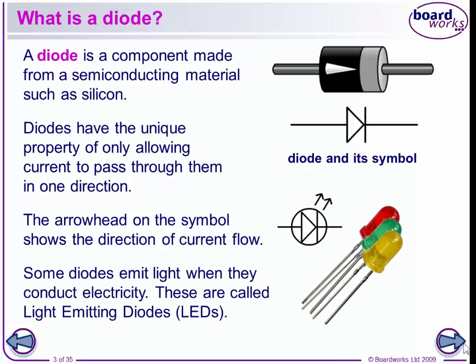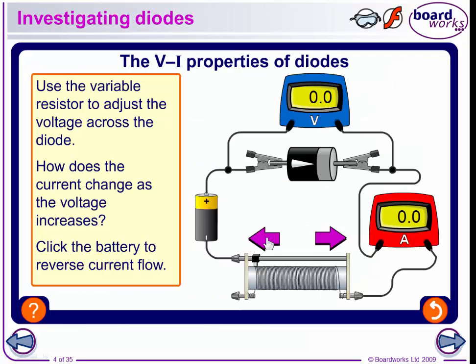Some diodes emit light when they conduct electricity. These are called light emitting diodes, or LEDs. We're going to change the value of the voltage and see what happens to the current.